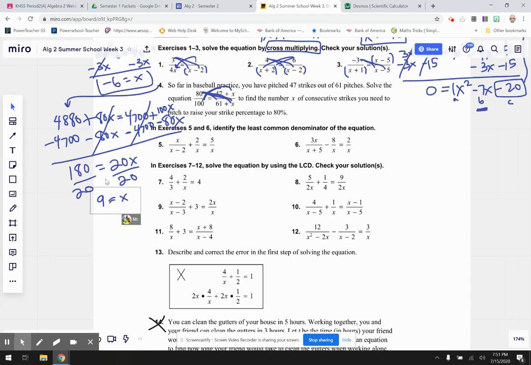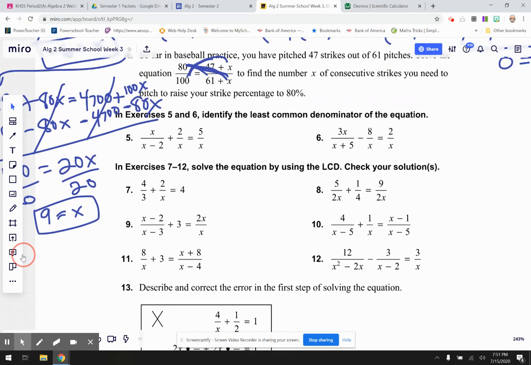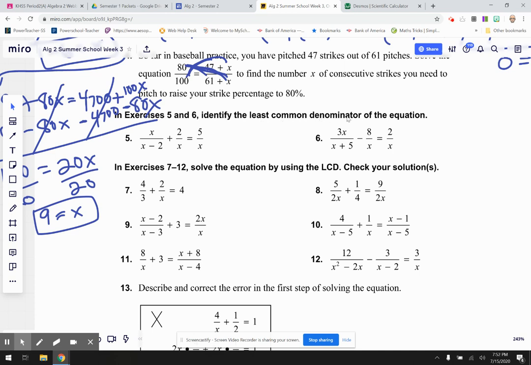So that was number 4. Okay, number 5 is asking us to identify the lowest common denominator. In other words, what would allow us to wipe out all the denominators? So what can I multiply by to get rid of these denominators?